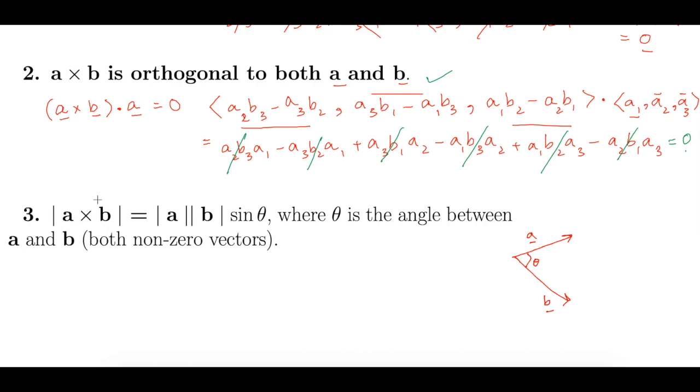Okay, so let's start by proving it. We'll start with the magnitude of A cross B, squared. So this is equal to what? This is equal to A cross B dot product with itself, correct?